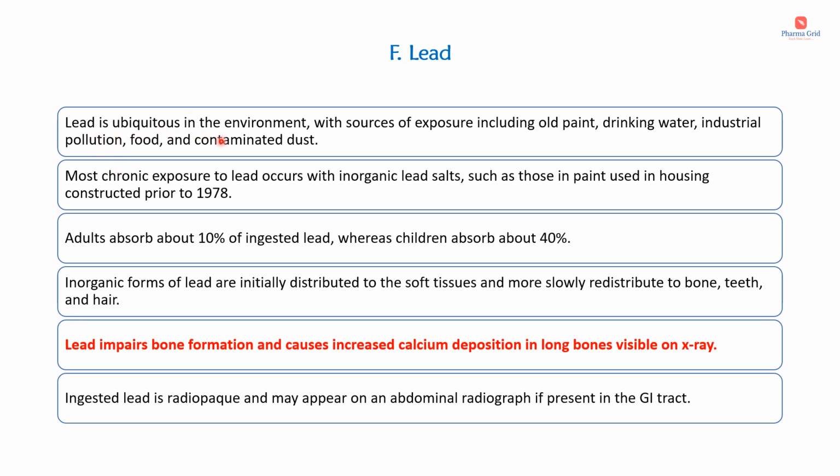So lead is ubiquitous in the environment, with sources of exposure including old paint, drinking water, industrial pollution, food, and contaminated dust. Most chronic exposure to lead occurs with inorganic lead salts such as those in paint used in housing constructed prior to 1978. Adults absorb about 10% of ingested lead, whereas children absorb about 40%. Inorganic forms of lead are initially distributed to the soft tissues and more slowly redistribute to bone, teeth and hair.